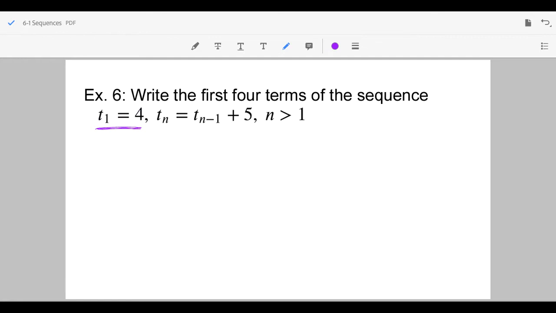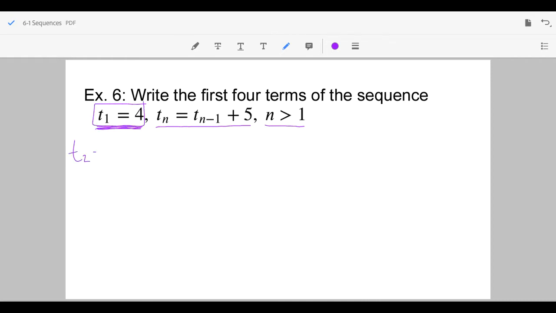So this is how a recursive sequence looks. You're given the first one, term 1 equals a, we saw before, which is 4. This is how we generate the next term in the sequence, and we have to specify that n is greater than 1 because there's our first value of n. So write the first 4 terms. Well, there's the first one right there.